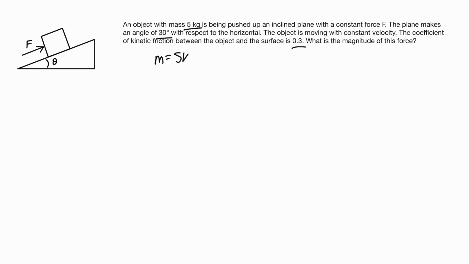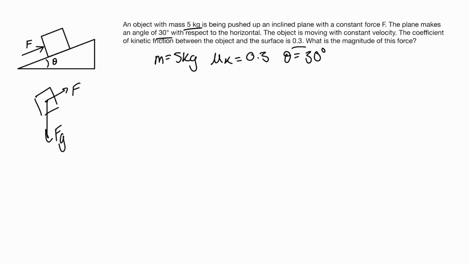So first of all, we'll write our constants. We know the mass is 5 kilograms, the coefficient of kinetic friction is 0.3, and the angle is 30 degrees. First we'll start with drawing our free body diagram. We know that we have our applied force, our gravitational force, our normal force, and our frictional force.